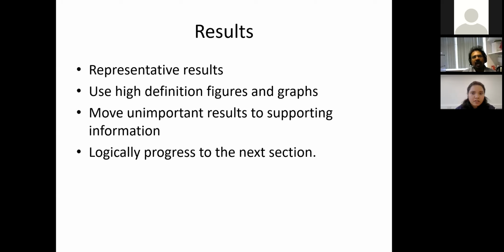So the results, you don't have to give all the results. You don't have to put all the XRD data or XPS. You only provide the representative results. Very important that you should give high definition figures and graphs. Move unimportant results to the supporting information. And in the results, it should logically progress to the next section. Remember, it should flow like a story.